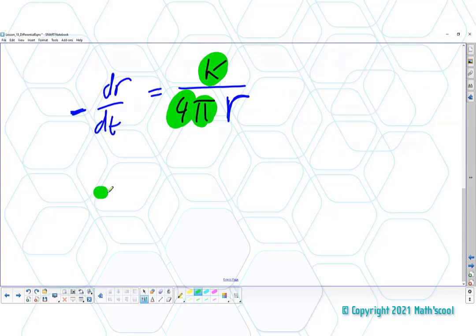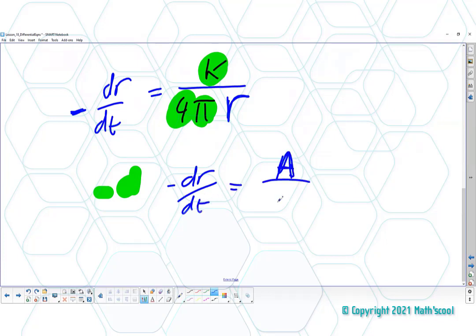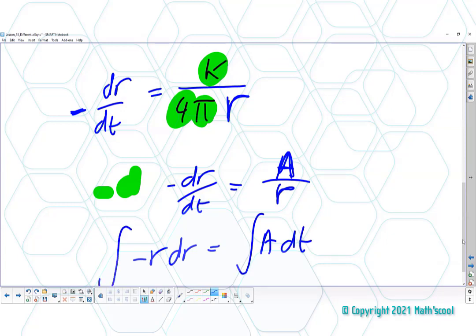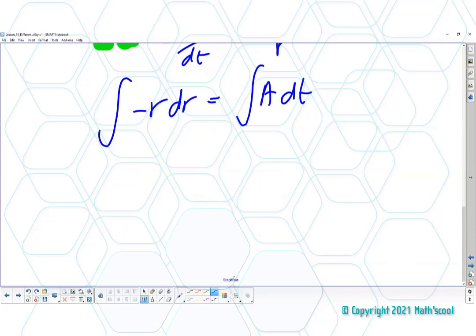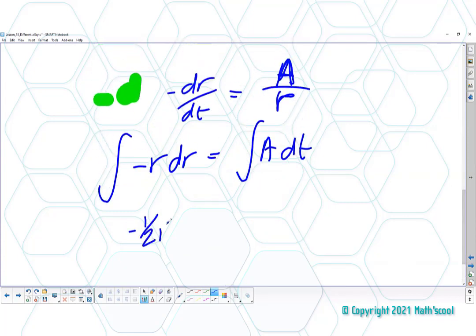So that's going to be minus dr by dt equals a over r. And so that gives me, separate my variables. I want all the r's on the dr by dt side. So minus r dr equals a dt. Integrate, integrate. And then minus a half r squared equals at plus b.